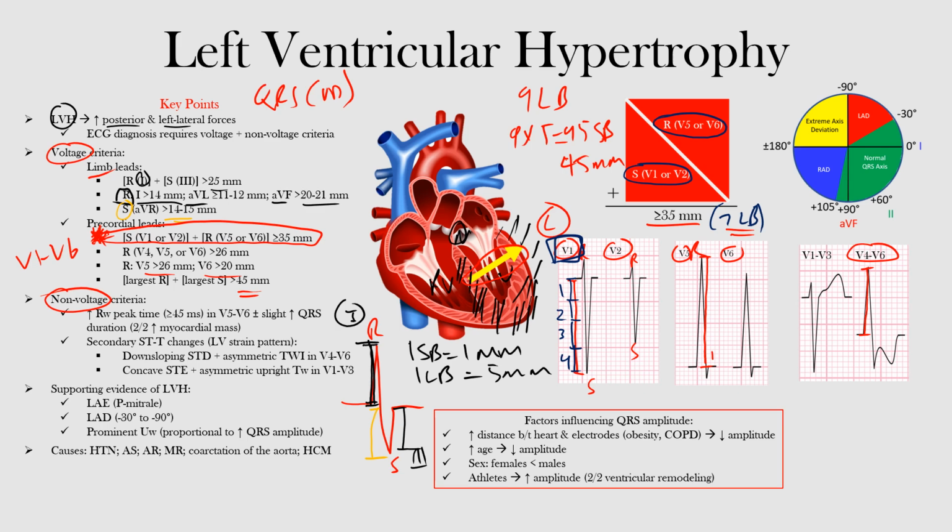Now let's take a look at the non-voltage criteria. First, we can see an increase in the R wave peak time, or intrinsicoid deflection, that's often greater than or equal to 45 milliseconds in leads V5 and V6. Remember, normally the intrinsicoid deflection is less than 45 milliseconds in these leads.